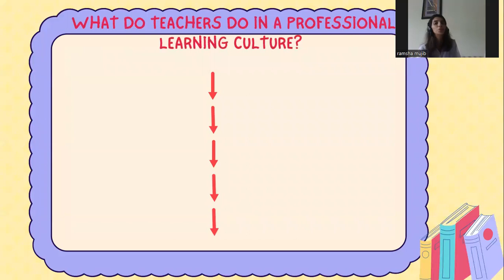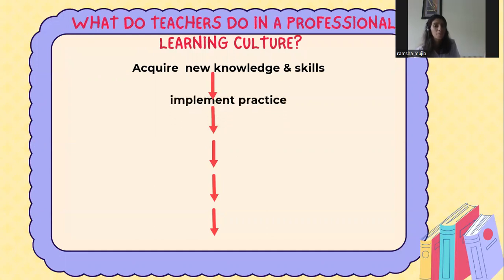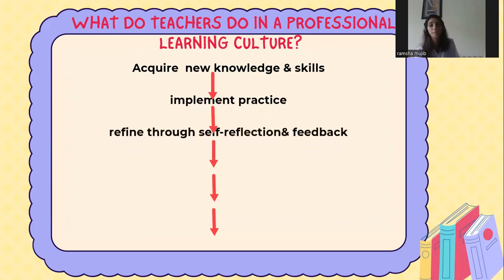So what do teachers do in a professional learning culture? The teachers would go ahead with acquiring new knowledge and skills. Again, Robert Marzano or Doug Lemov. You'll put them into practice. You'll implement them at your class level. You'll refine through self-reflection and feedback.